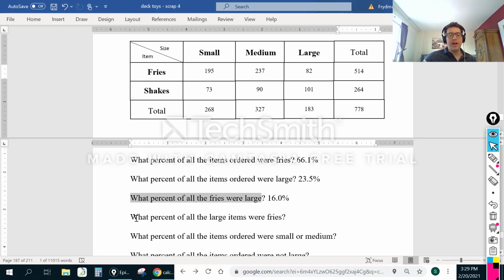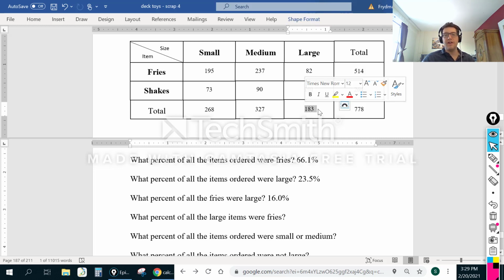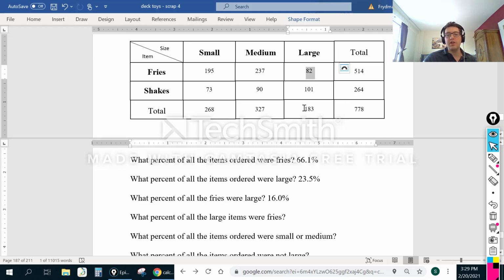For this problem, we're asked what percent of all the large items were fries. So for this one, first we're going to find the total of all the large items. So here's the large column. Here's the total number of large items, including the fries and the shakes, which is 183. Next, we're going to find how many out of those 183 items were fries. So that would be 82. 82 out of these 183 large items were fries. So to answer this question, we're going to have to do 82 divided by 183.